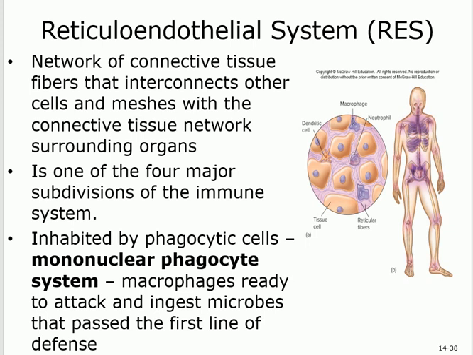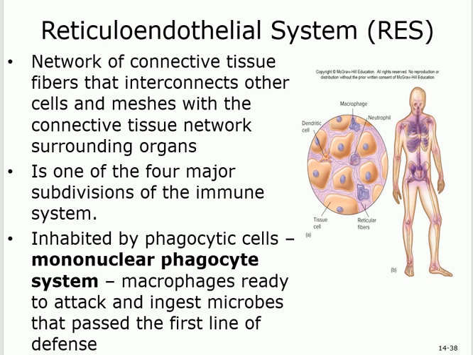Okay, what's the reticuloendothelial system that you have to know? The reticuloendothelial system is a network of connective tissue fibers that interconnect cells and make a network of connective tissue surrounding different organs, like the spleen, the liver, and the bone marrow. If you look at the spleen, the bone marrow, or the liver, you will see connective tissue fibers surrounding them, making networks all over the place.